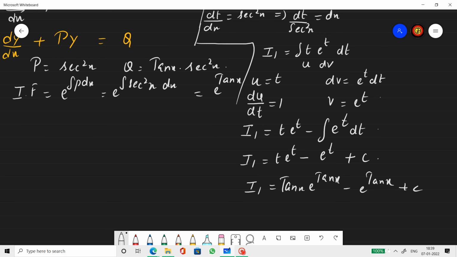Now substitute this back in the place where we separated I1. So the answer will be y into integrating factor. Integrating factor was e power tan x. And I1 is what we got now. So tan x into e power tan x minus e power tan x plus c.